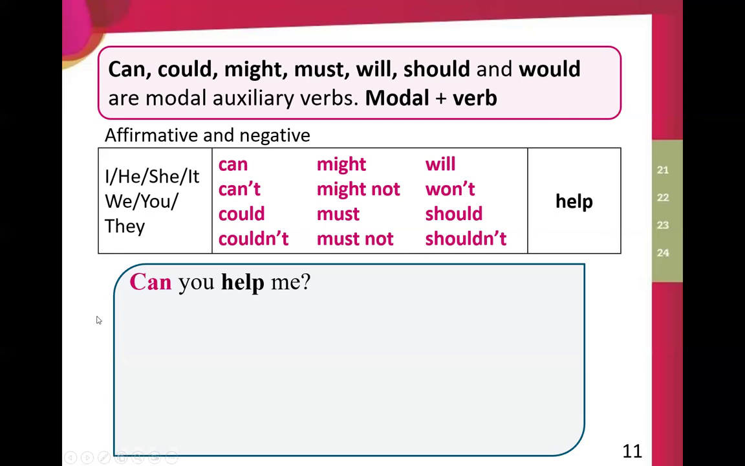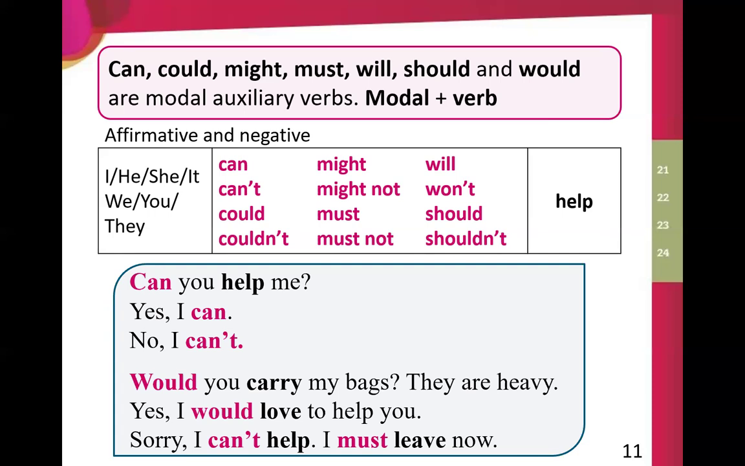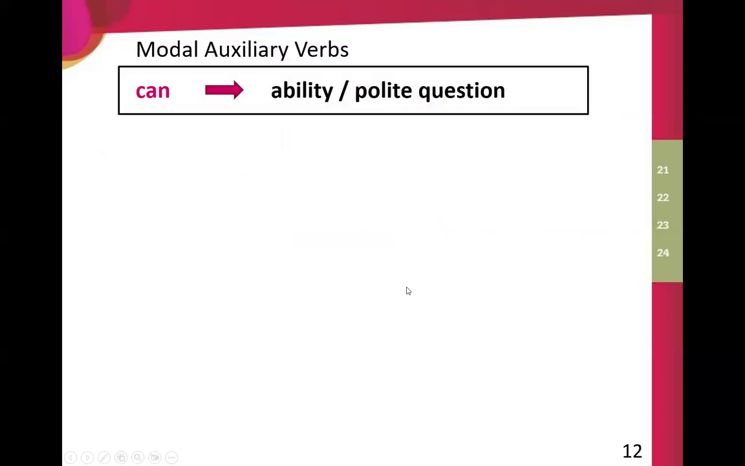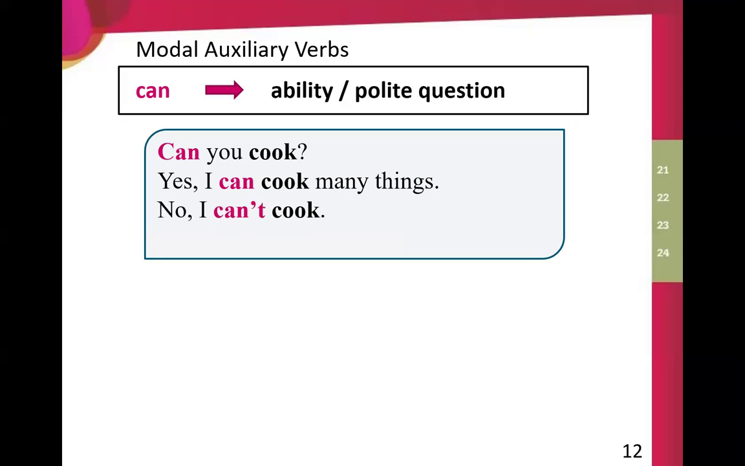So can you help me? This is the question. Yes, I can, or no, I can't. Would you carry my bag? They are heavy. Yes, I would, or no, I can't help you. I must leave right now, and so on. So can gives the meaning of ability or polite question. Okay. In this question, can you cook? Yes, I can cook many things. No, I can't cook. Can you drive me to school, please? And so on.